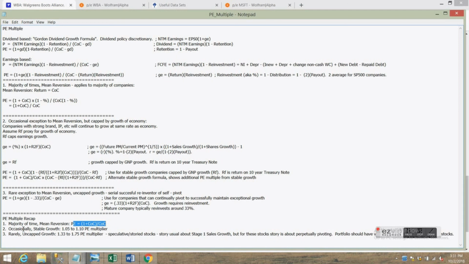Occasionally, Dr. Damodaran's statement is that maybe 20% of the companies you just go with a multiplier of anywhere from 5 to 10%. And then rarely, a handful of companies, you go with uncapped growth. The bump in PE could be anywhere from 33 to 75%, and it's best to go back and use the formula itself to figure out exactly how much of a bump you're looking at for those kinds of companies.